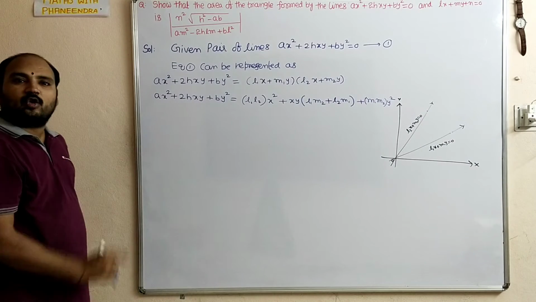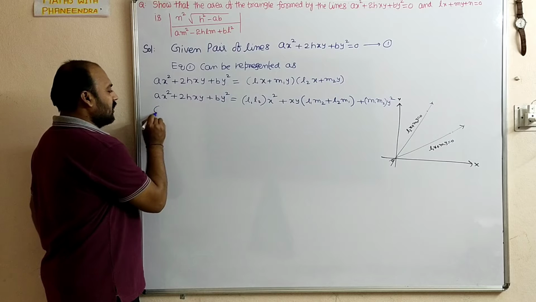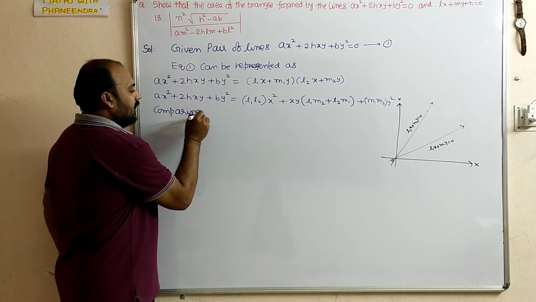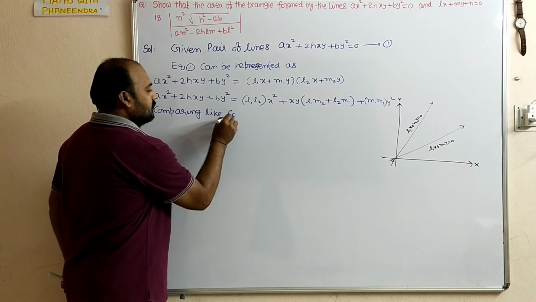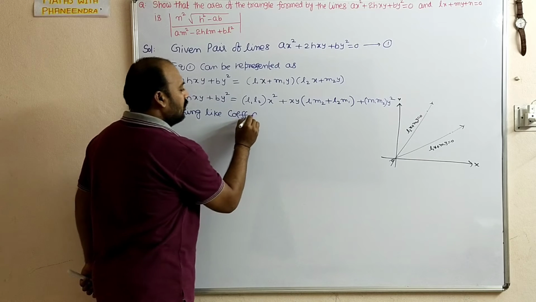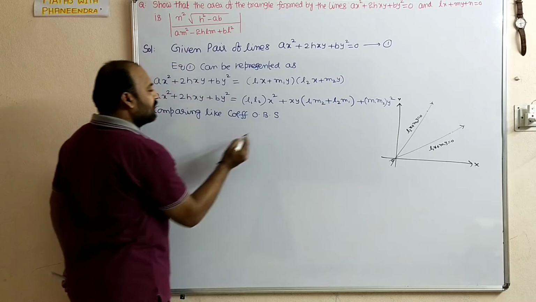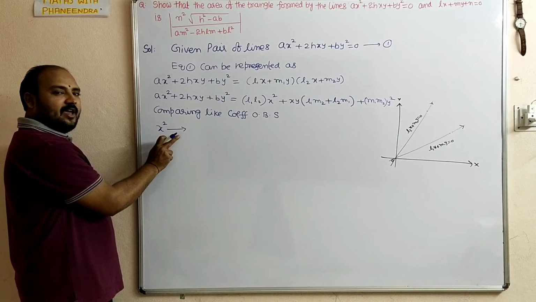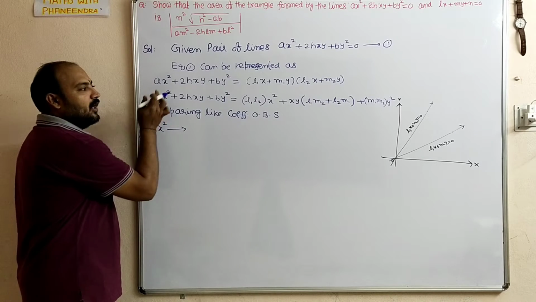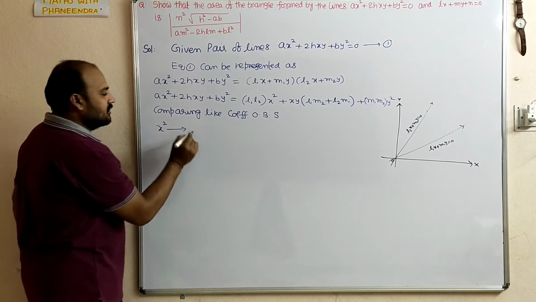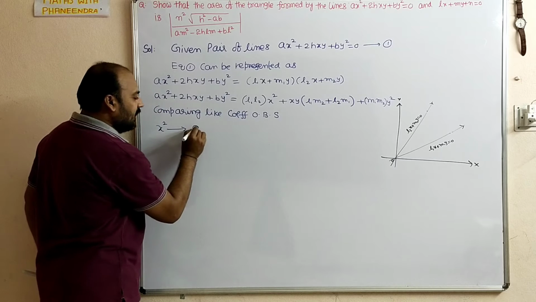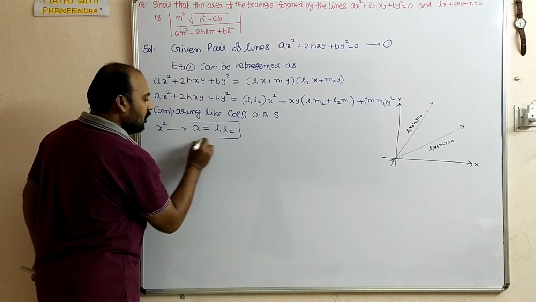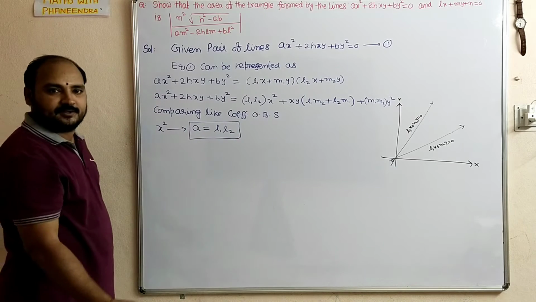Now comparing like coefficients on both sides. First I am comparing x square. Like this we are giving arrow mark, means we are comparing x square coefficients on both sides. Here x square coefficient is a, here x square coefficient is L1 L2. You put it in a box. This value we will use in the coming steps.